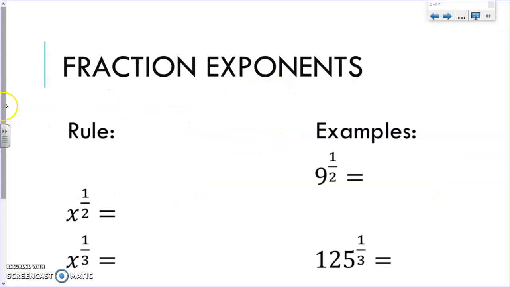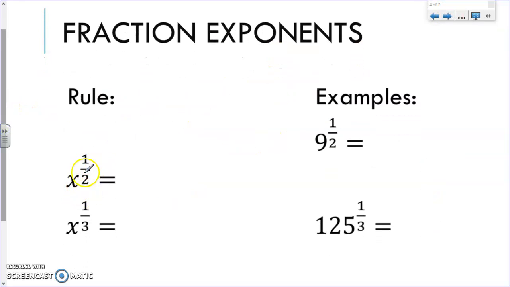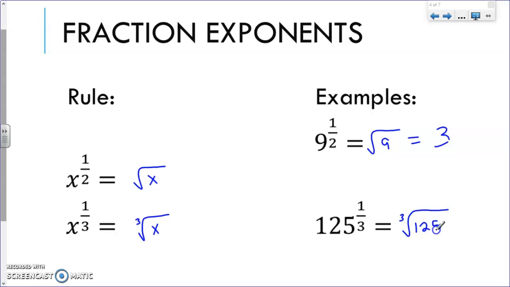The fraction rule, if you recall: if you have x to the 1/2 power, that is the same thing as the square root of x, because remember there's an understood 2. 1/3 is the cube root of x. So here we'd have the square root of 9, which we know simplifies to 3. We would have the cube root of 125, which simplifies to 5. If it'd be 1/4, it'd be the 4th root, and so on and so forth.